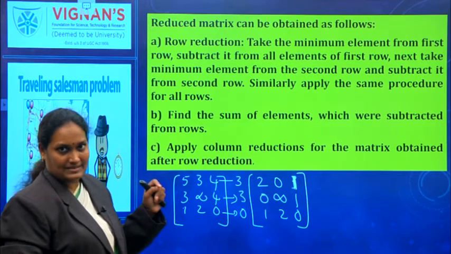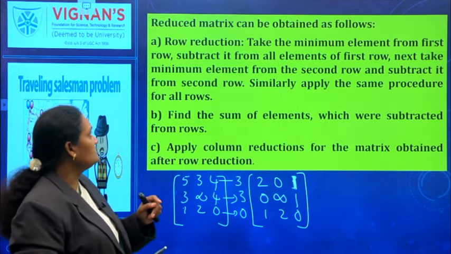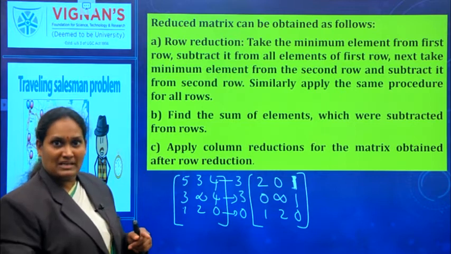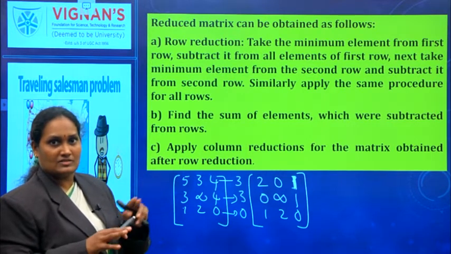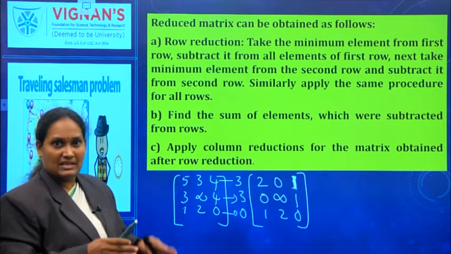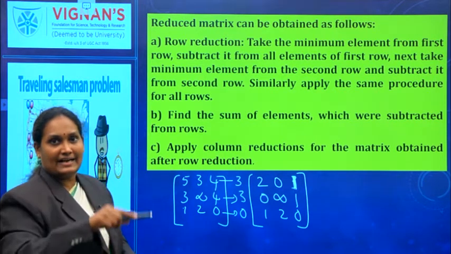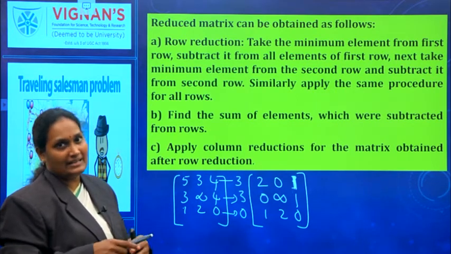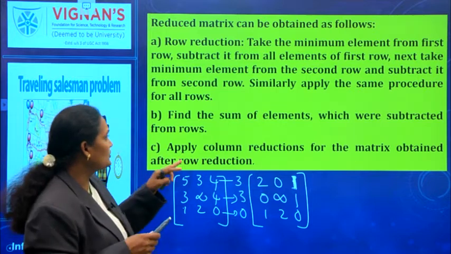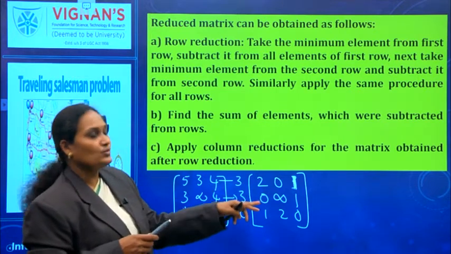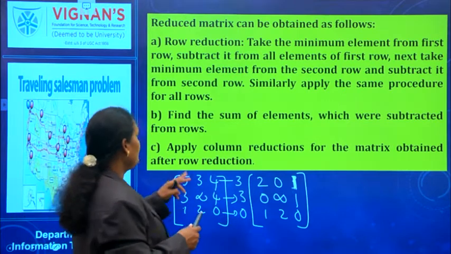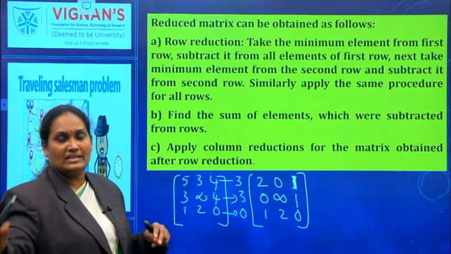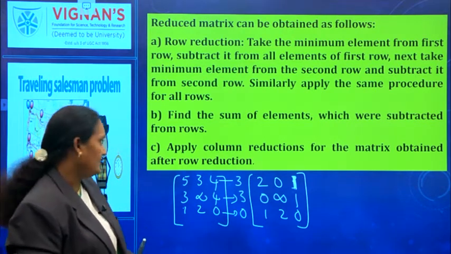Now, how to do column reduction? In the same way, we can do the column reduction. Take the minimum element in the column. If that column does not contain any zeros, take the minimum element in that column and subtract it from all the elements of that column. Then you get a column reduction. So first you need to do row reduction and then column reduction. Then find the total reduction, that is, what is the total row reduction and what is the total column reduction.